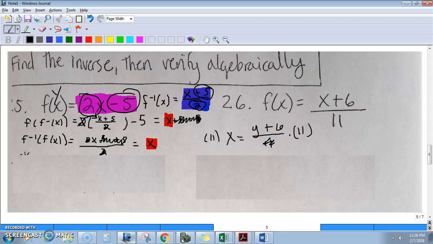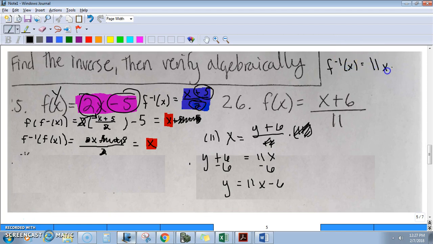And it cancels out here. So I have y plus 6 is equal to 11 times x. And then my last step is I subtract 6 from each side, so I get y equals 11x minus 6. So up at the top over here, I will put the inverse, that's how I write it, of x should be 11x minus 6.